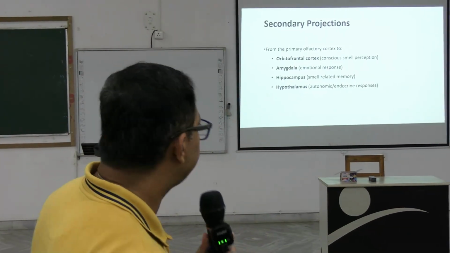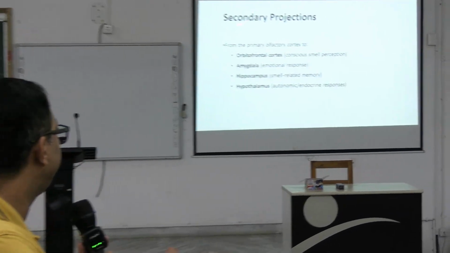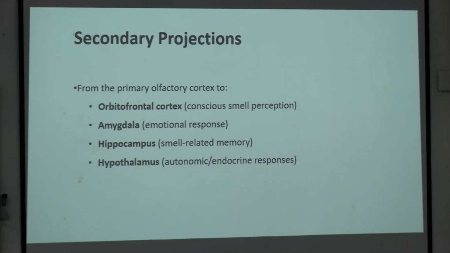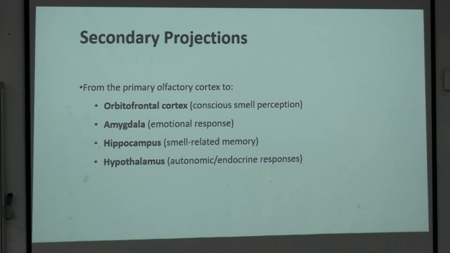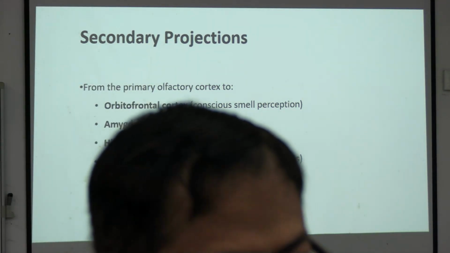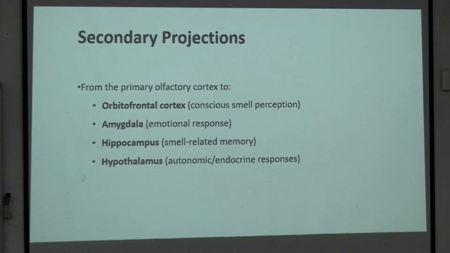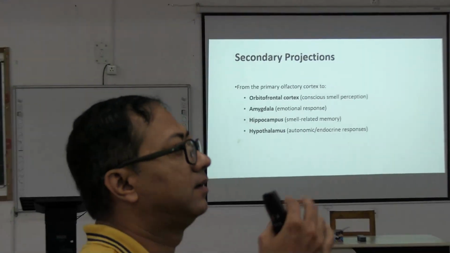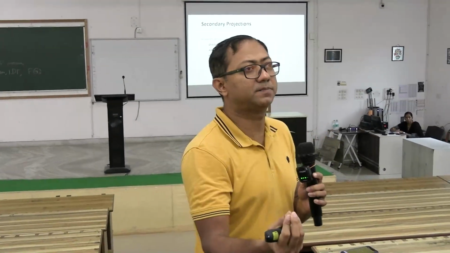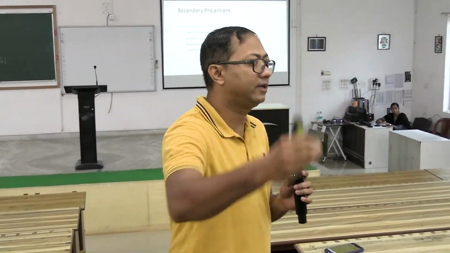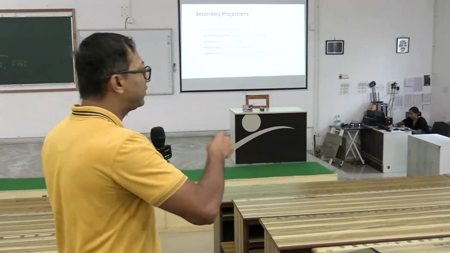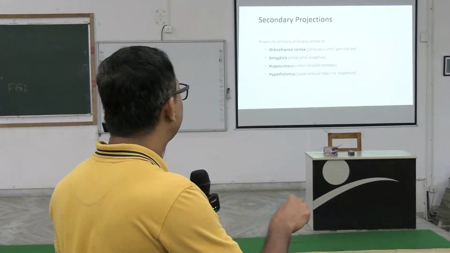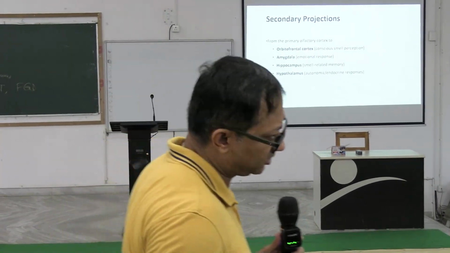Now there are some secondary projections. Secondary projections go to the orbitofrontal cortex for consciousness, to the amygdala for emotional response, and also to the hippocampus. If you remember, we talked a lot about the hippocampus, the gateway of memory. Once you smell something, you remember it so that in future if you have a similar smell, you can recognize it. That is why you need to build a memory of that smell, so fibers also go to the hippocampus for smell-related memory, and also go to the hypothalamus for autonomic and endocrine response.